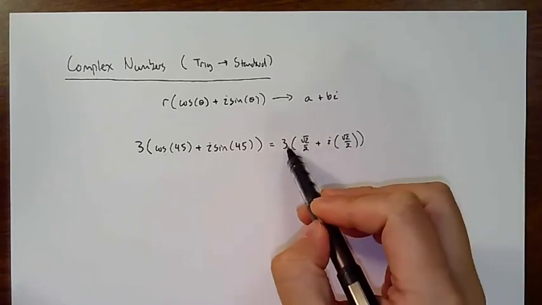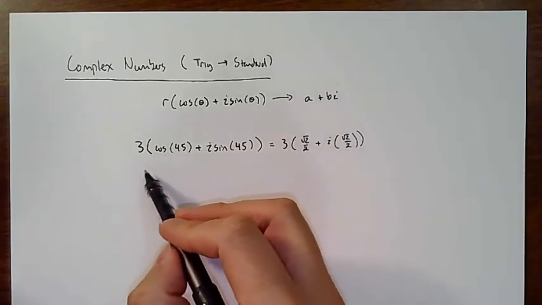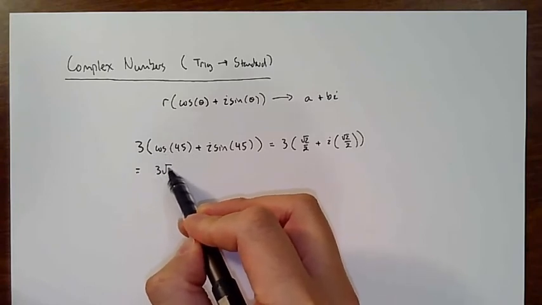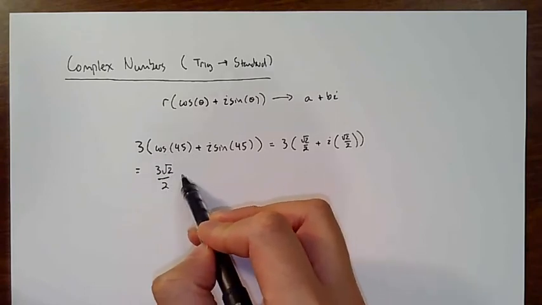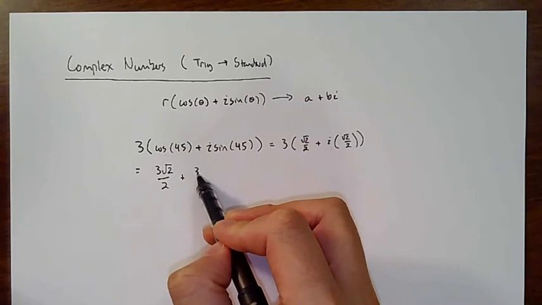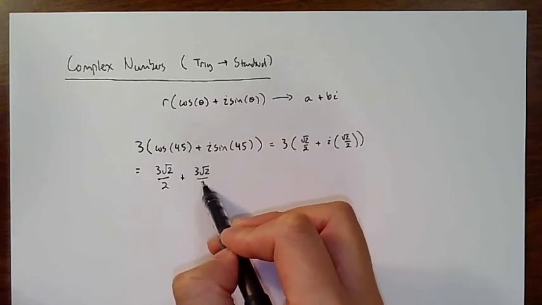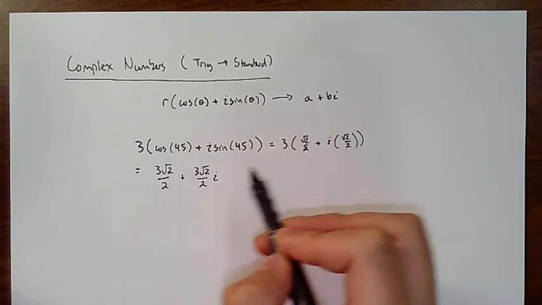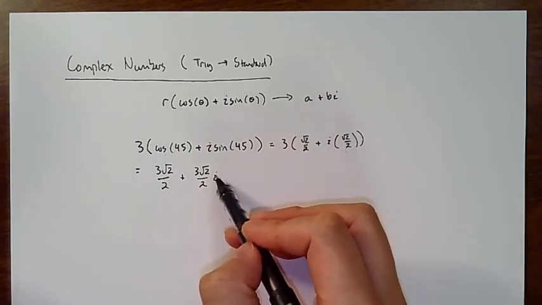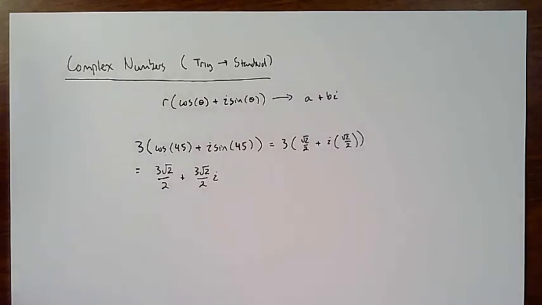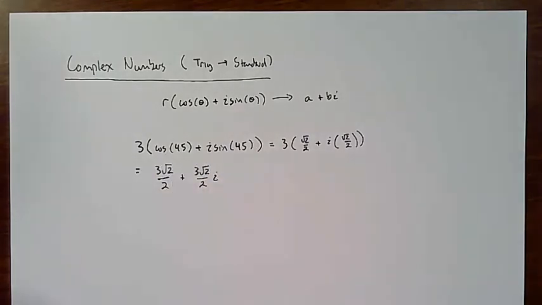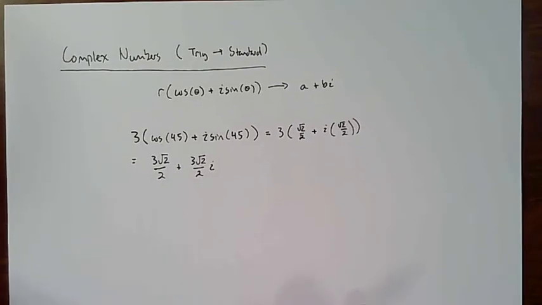So we can distribute this 3 to each of them. So we'll have 3 square root 2 over 2 plus 3 square root 2 over 2 i. And you'll notice I put this i at the end. It's just standard to put it at the end of the b here. So we converted from this trigonometric form to this standard form. All right, let's do one or two more here.